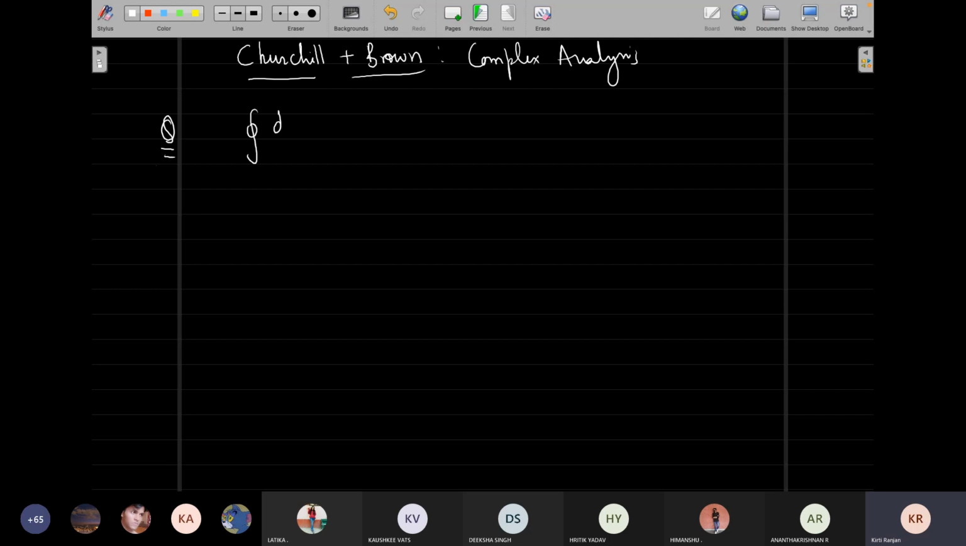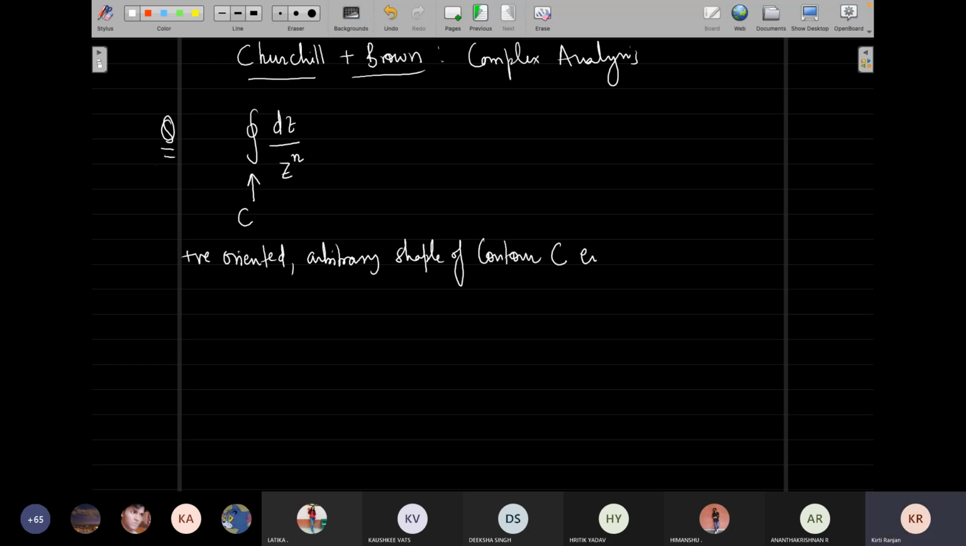I do not ask for very complicated questions. I want to evaluate this one. Now, it is mandatory that I give you something. So let's say a positive oriented, traversed once, arbitrary shape contour C enclosing z = 0.